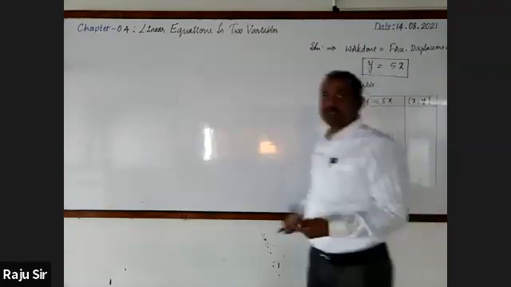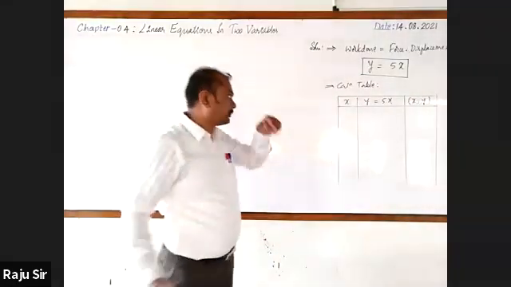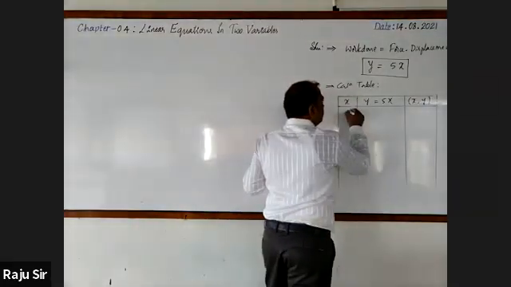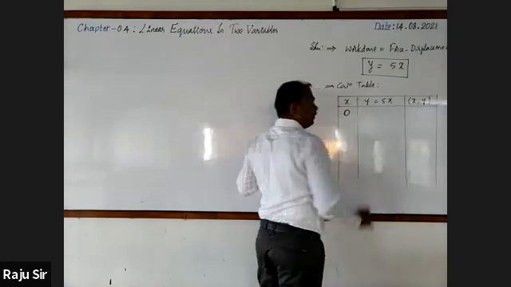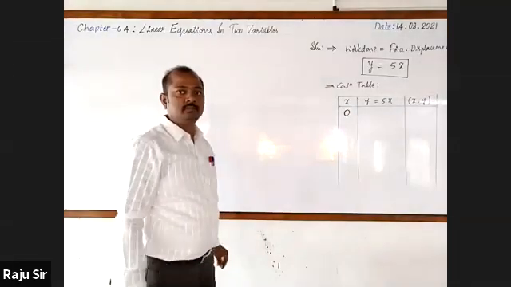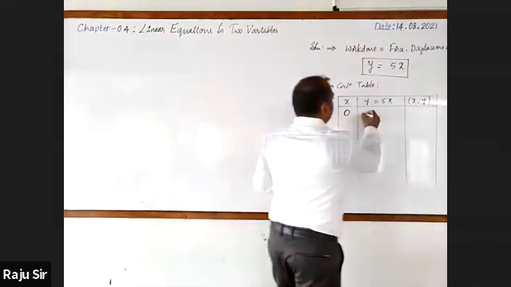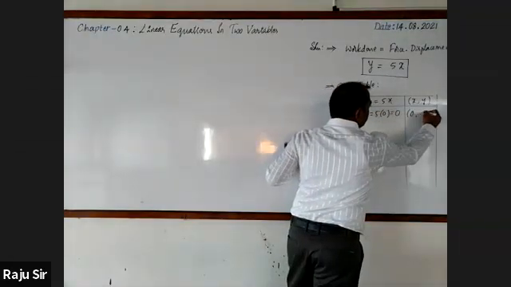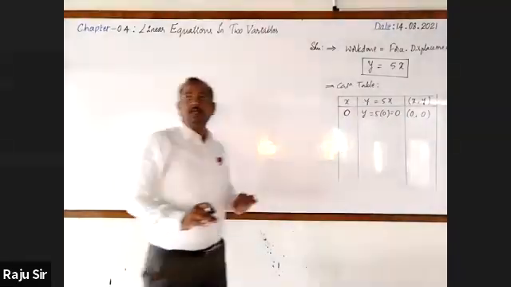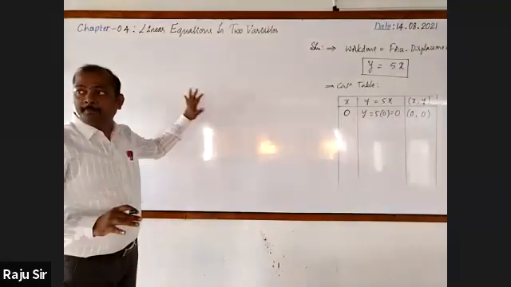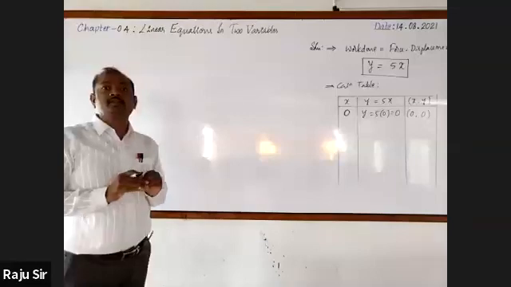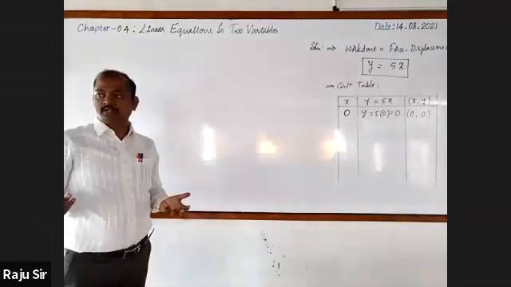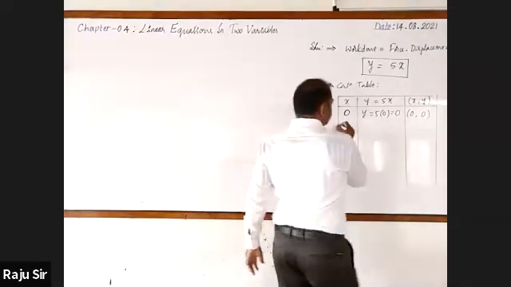You may take substitution for x. You may take it as 0. Then y equal to 5 into 0, it is 0. So 0 comma 0. That means if no force is applied on an object, there is no work done at all. It will be 0 work done. Understood? It is 0 comma 0.